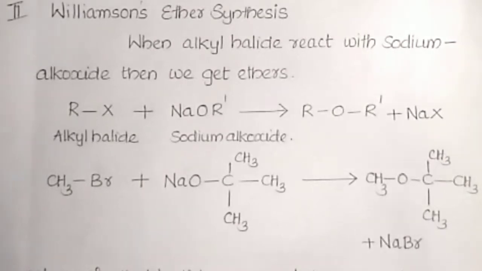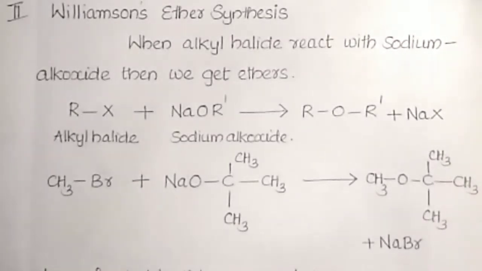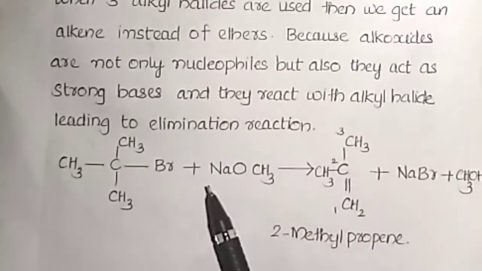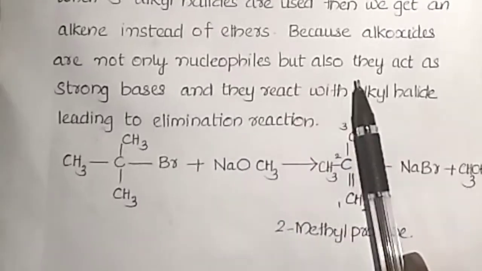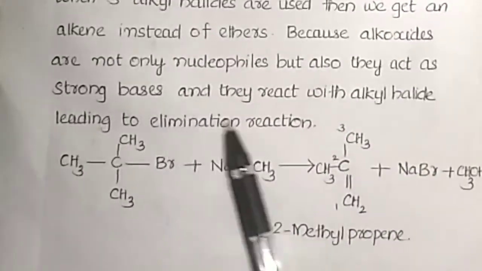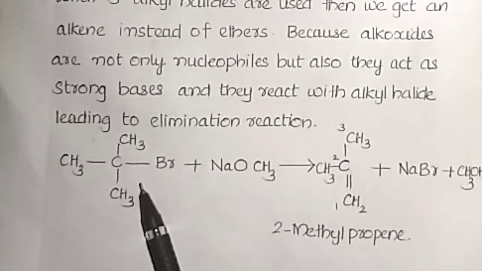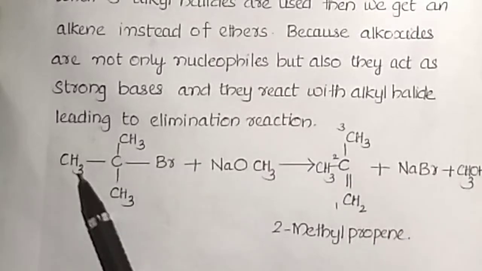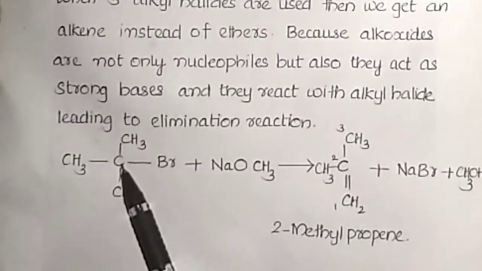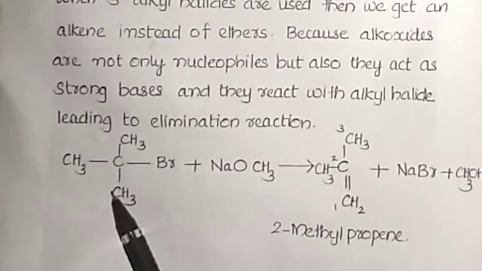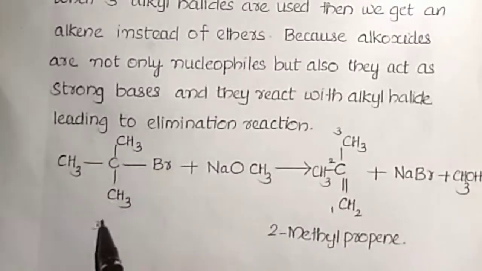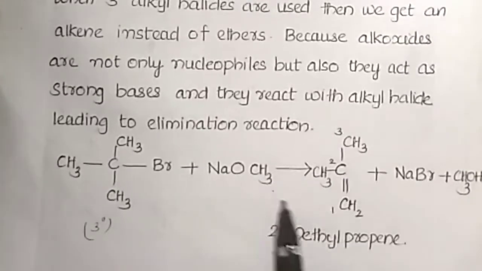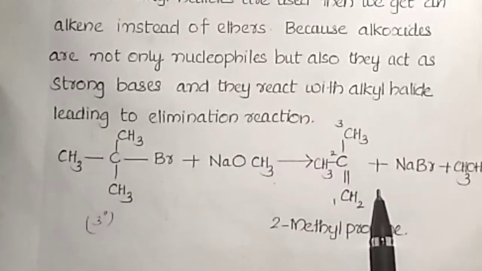If a tertiary alkyl halide is taken as reactant, then we get an alkene instead of forming an ether, because these alkoxides are not only nucleophiles but also act as strong bases, and they react with the alkyl halide leading to an elimination reaction. So this is a tertiary alkyl halide, because the halogen-attached carbon is attached to 3 neighboring carbon atoms. Tertiary alkyl halide reacts with sodium alkoxide, then we get an alkene instead of ether.